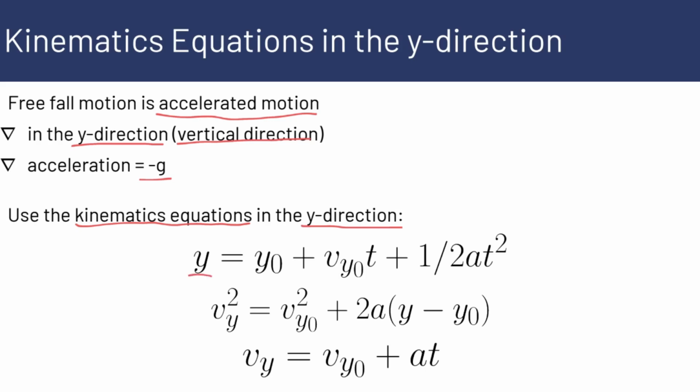So instead of x, we have y. Instead of x naught, we have y naught. And velocity is in the y direction. So we have v_y naught times t, 1/2 a t squared. We have velocity squared in the y direction, velocity naught y squared, and so on.